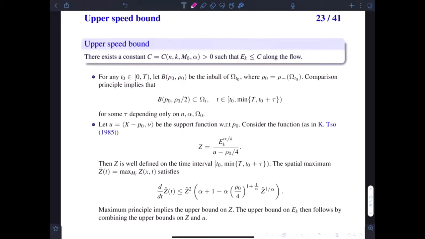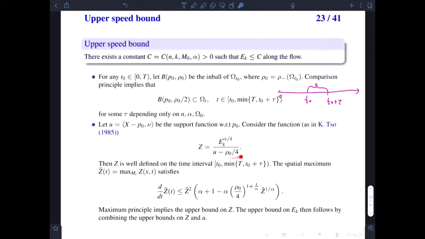This is on a fixed time interval. This is t0, this is t0 plus tau. So for all t from t0 to t0 plus tau, this half ball is still contained in the domain Omega t. Then we define the support function with respect to the center p0 by the shifted position vector. That means x minus p0 product with the unit normal vector nu.